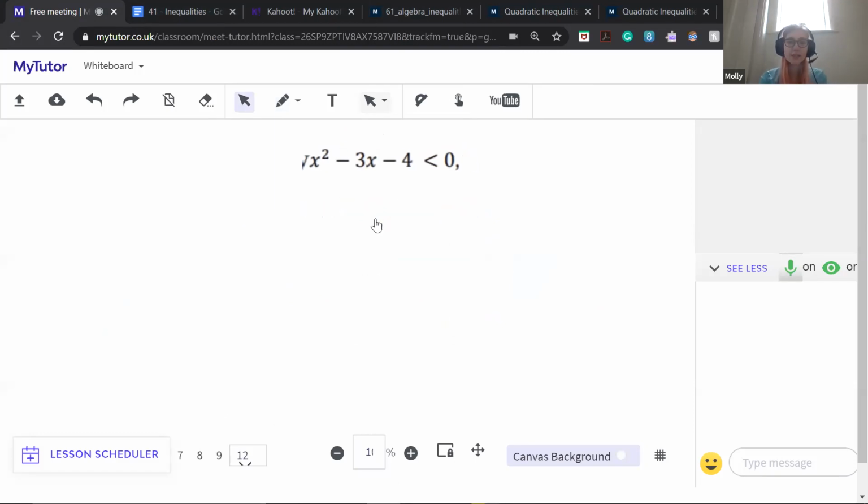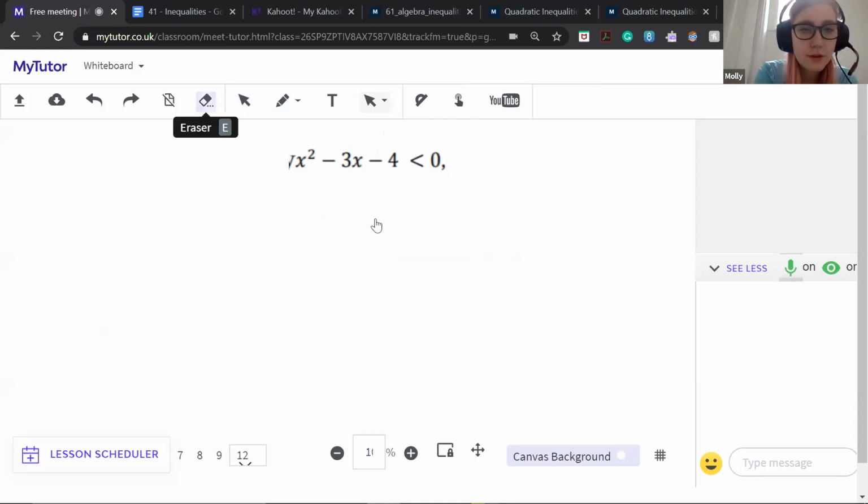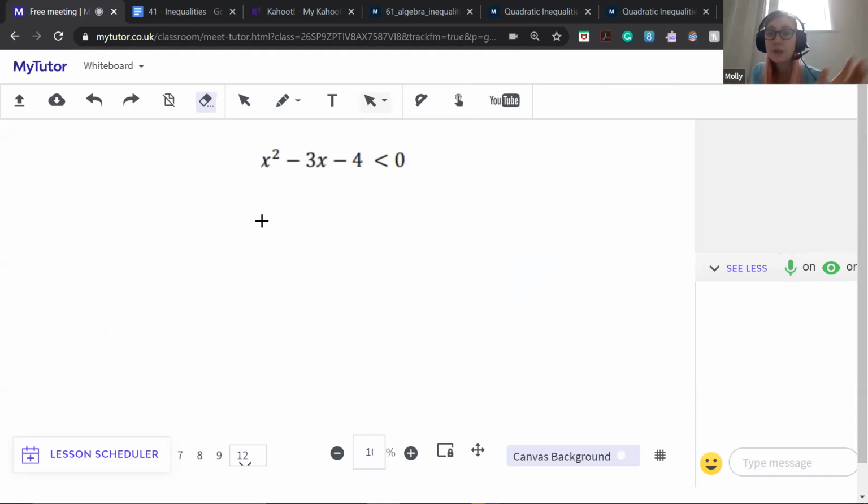Okay, x squared minus 3x minus 4 is less than 0. So, remember earlier I said that we were going to be using factorizing? Here it is. Here's where it comes in. So, don't be overwhelmed by this. Just pay attention to what I'm saying. I promise this is nothing that you can't do.